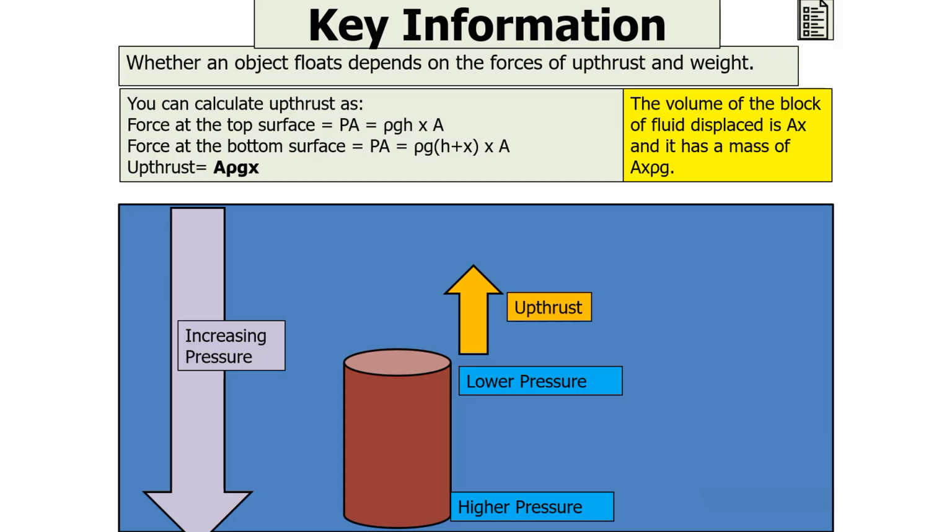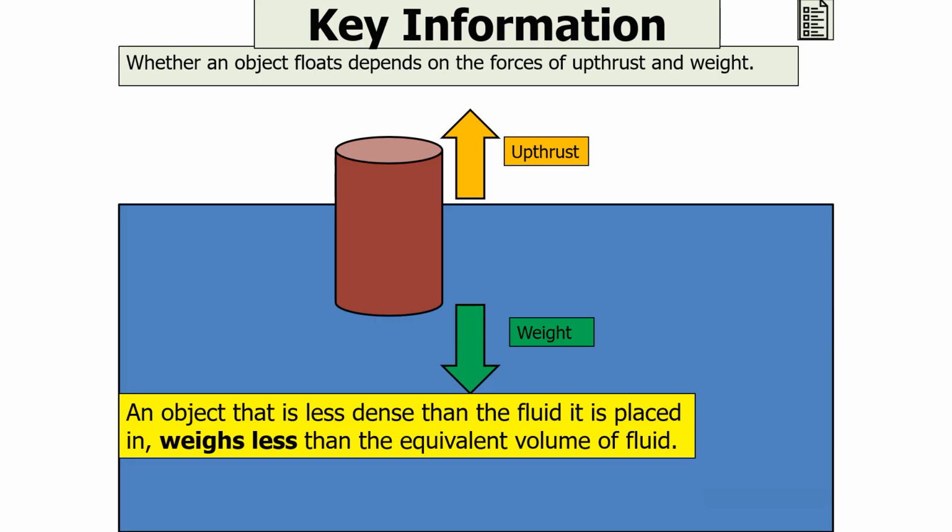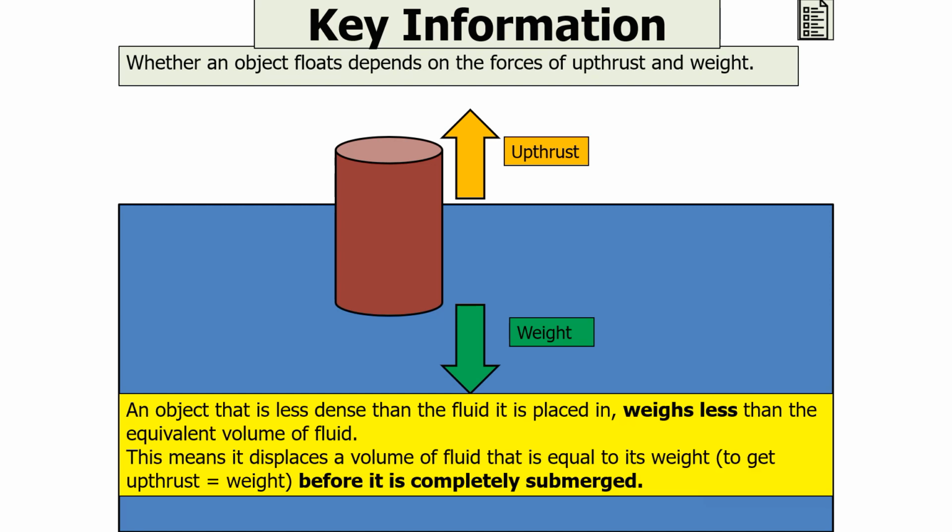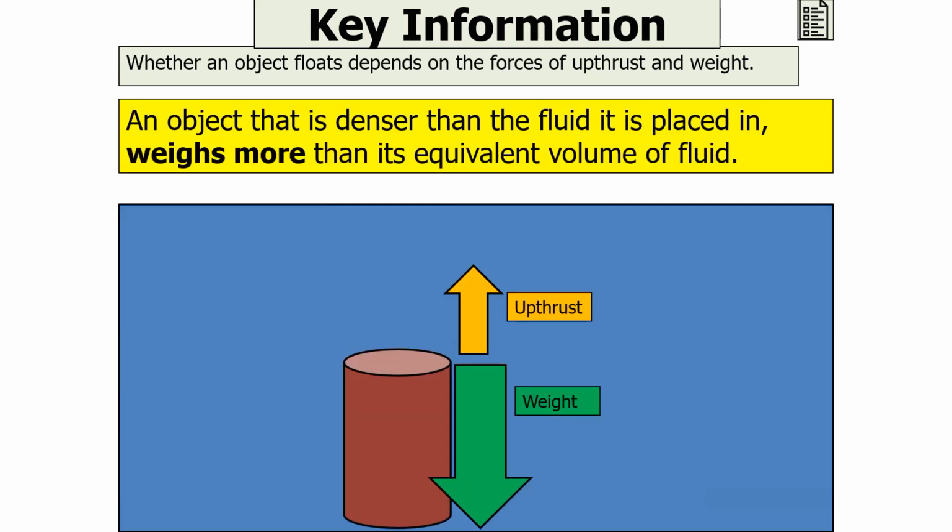So the volume of a block of fluid displaced is A x, and it has a weight of A x rho g. Now, an object that is less dense than the fluid it is placed in weighs less than the equivalent volume of the liquid. That's very important because it means that it displaces a volume of fluid equal to its weight. So upthrust equals weight, and it does that before it is completely submerged in the fluid. So an object that's denser than the fluid it is placed in will weigh more than its equivalent volume of fluid that it would theoretically displace.